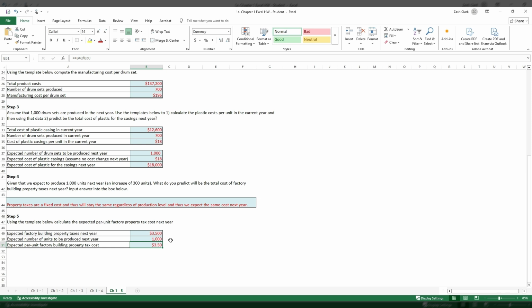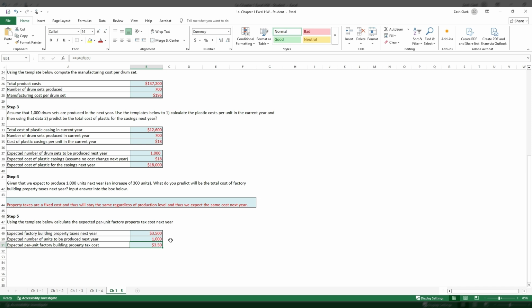So if you produce 1 million units, the per unit amount of those property taxes is going to be way lower. If you only produce one drum set, that one drum set would have to absorb that full $3,500, and the per unit cost would be $3,500. In this instance, we're going to do 1,000. So we can take that 3,500 divided by the units to get per unit, and that gives us $3.50 per unit. Just think about that for a minute.